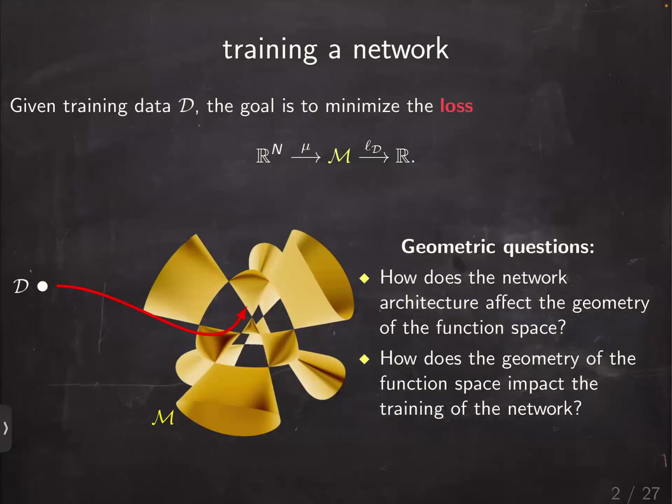And then the typical questions that me and the people in my group are interested in studying are: if you play around with the network architecture, you add layers, or you make the layers wider, or you change what the layers do from fully connected to convolutional networks, for instance, how does the geometry of this yellow neural manifold change? That's one question we study. And second, if that geometry changes, how does this geometry impact this optimization problem?